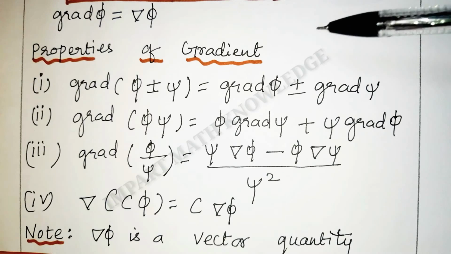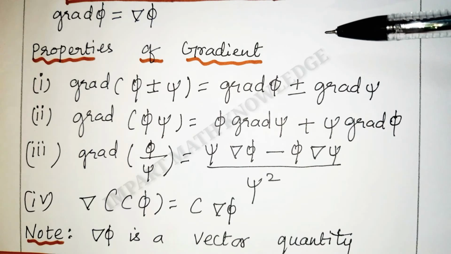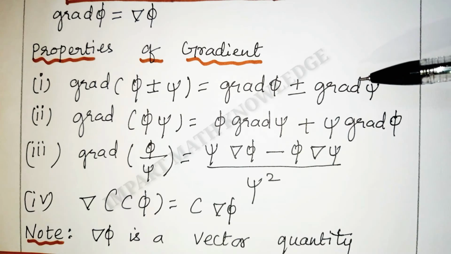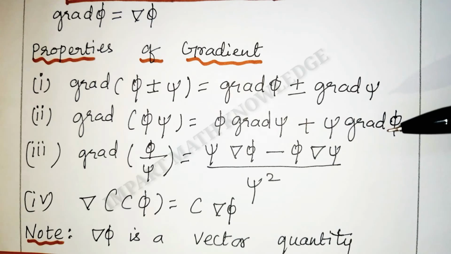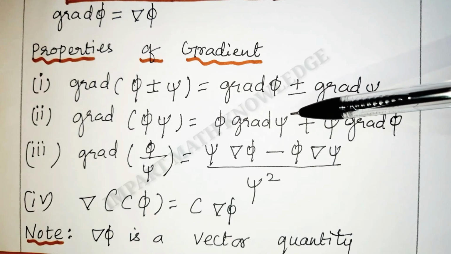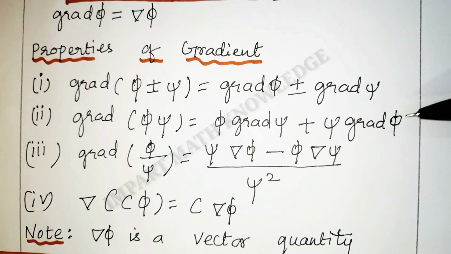Next one, properties of gradient. Grad phi plus or minus psi is equal to grad phi plus or minus grad psi. Second one, grad phi into psi is equal to phi grad psi plus psi grad phi. Del is a differential operator. Here we are using the product rule.